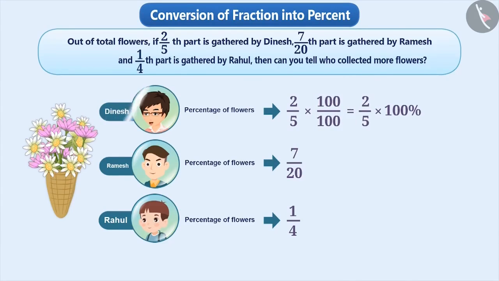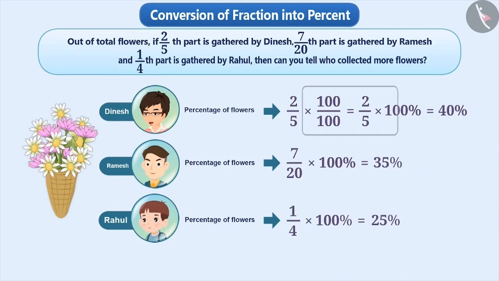100%. This means percentage of flowers collected by Dinesh is equal to 2 by 5 into 100 by 100, which is equal to 2 by 5 into 100%, which is equal to 40%. Similarly, percentage of flowers collected by Ramesh is equal to 7 by 20 into 100%, which is equal to 35%. And Rahul collected 1 by 4 into 100%, which is equal to 25%. By comparing percentages, we can say that maximum flowers, 40%, were collected by Dinesh.